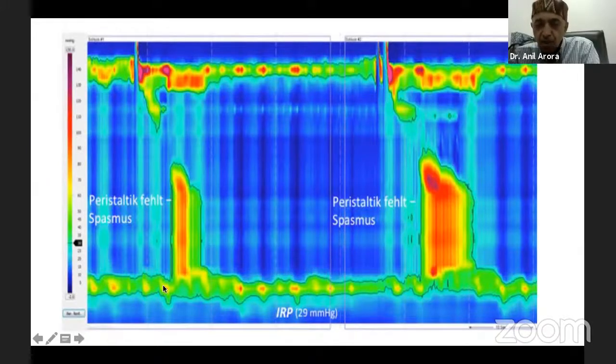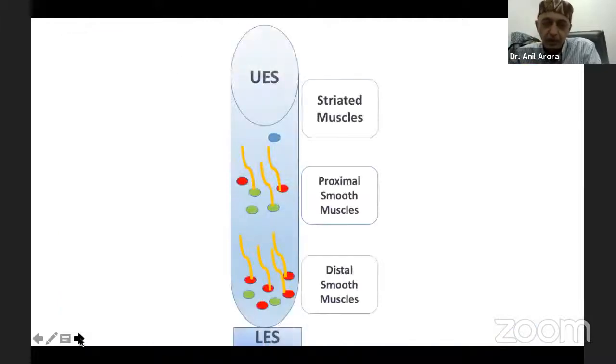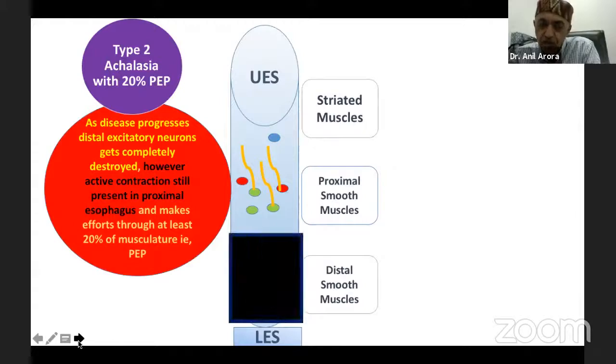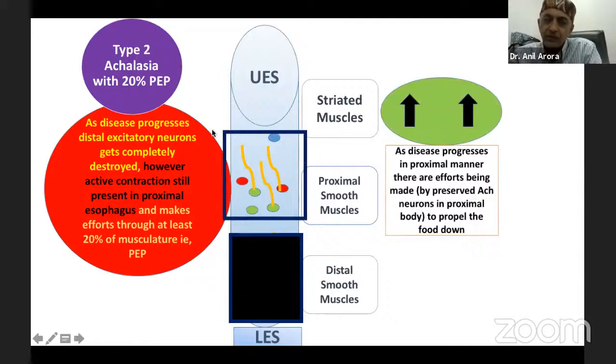That means you have a persistent rise in LES pressure, that is IRP is elevated, and you have a premature contraction, which is defined by a latency of less than 4.5 seconds. Coming on to the next stage, suppose there is a progressive destruction of not only the LES but also the distal smooth muscle. So you have injury of the nitric oxide producing postganglionic fibers. That leads to destruction of the LES as well as the distal smooth muscle. So what is left is the proximal esophagus, which has a lot of excitatory or acetylcholine producing neurons.